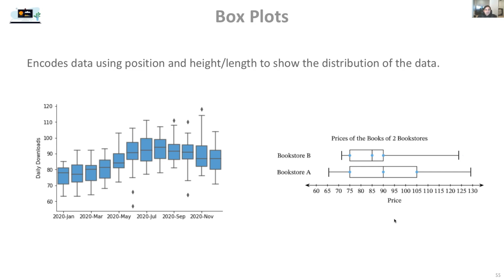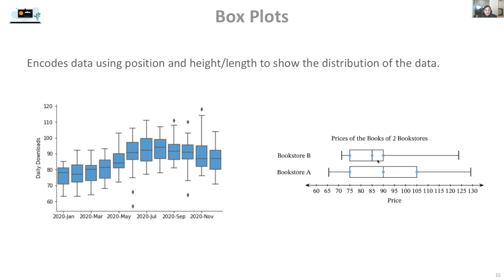compares the prices of books at two different bookstores, namely bookstore A and bookstore B. Again, remember that the box shows the range of the middle 50% of the data, and the line within the box is the median of the data. We can observe that at bookstore A, the prices of books are more spread out, whereas at bookstore B, the prices are clumped around the median.